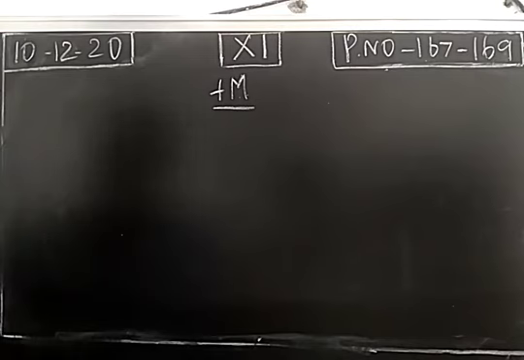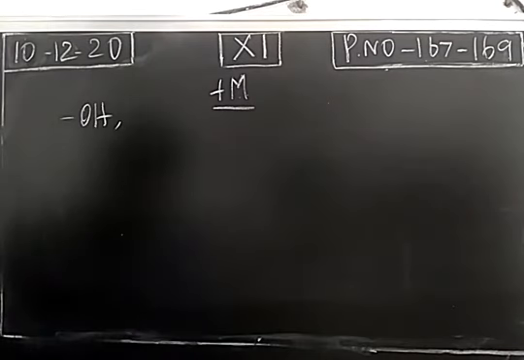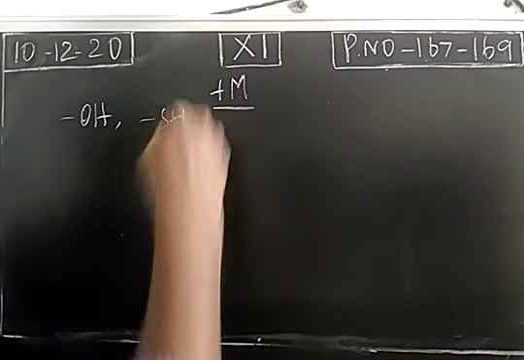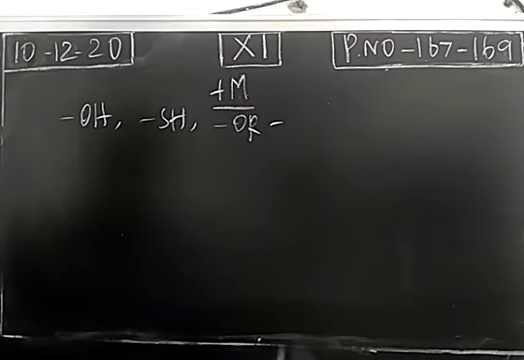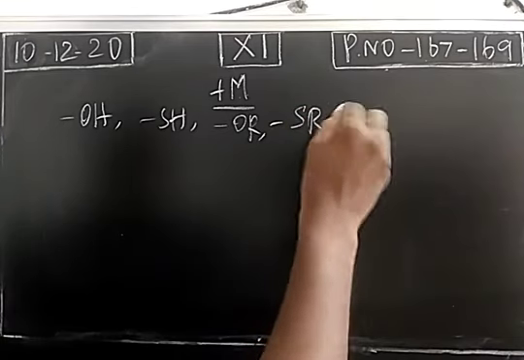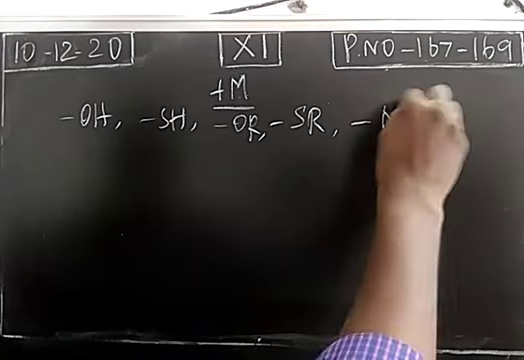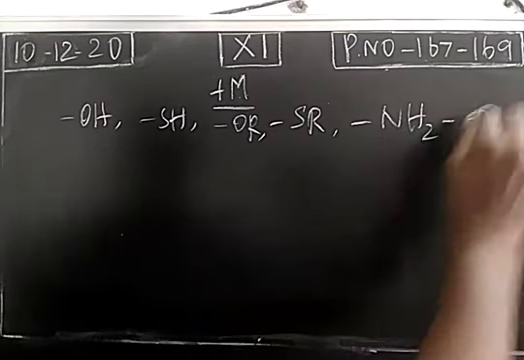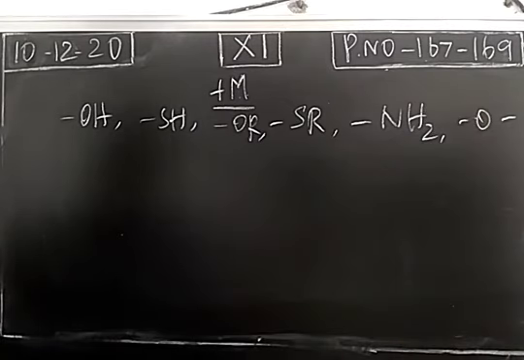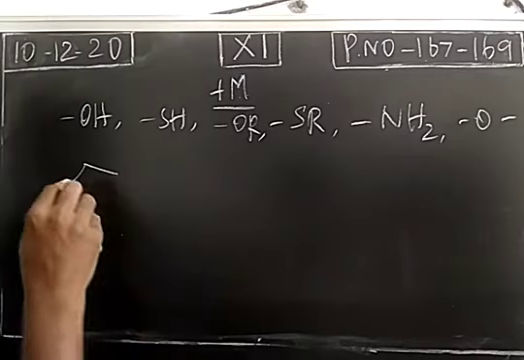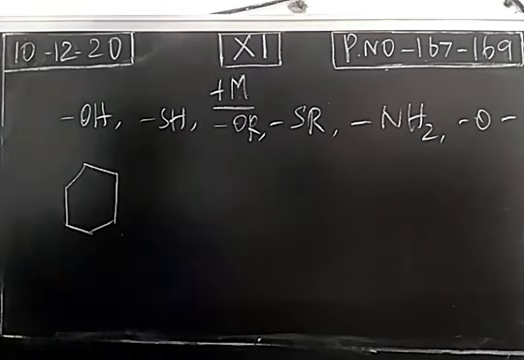Examples for electron releasing groups: alcoholic groups, thiol, alkoxy group, amino group, ethers. So these are all electron releasing groups. When a compound has electron releasing groups, there will be positive mesomeric effect.